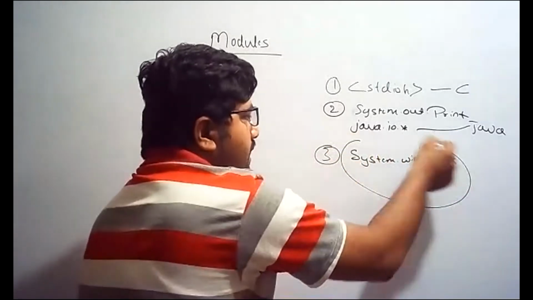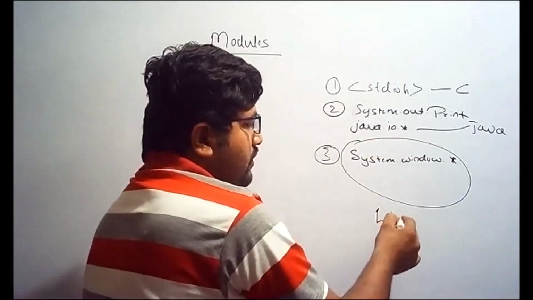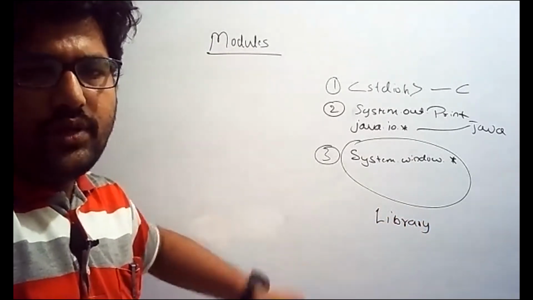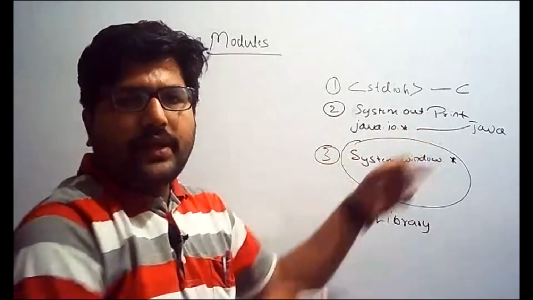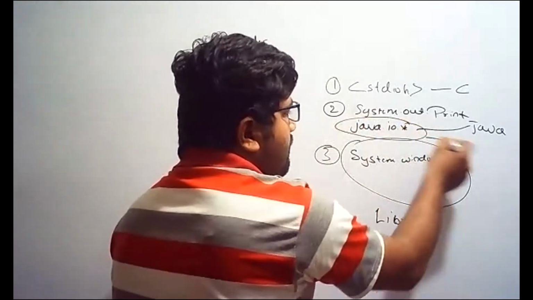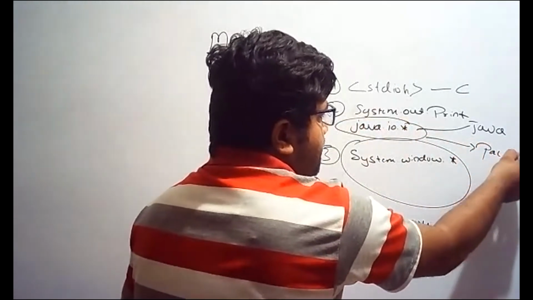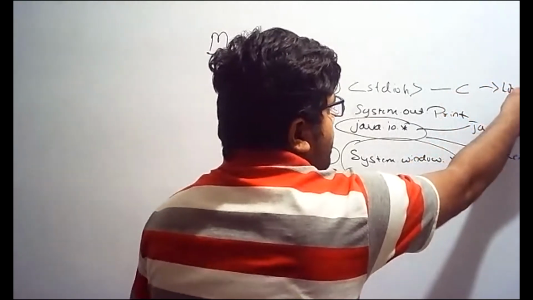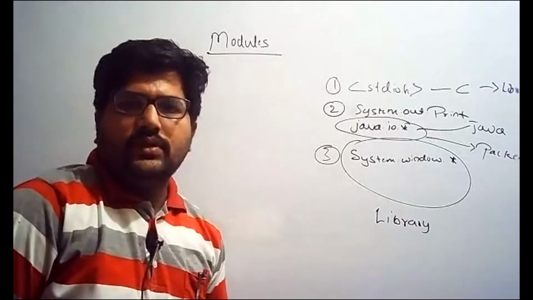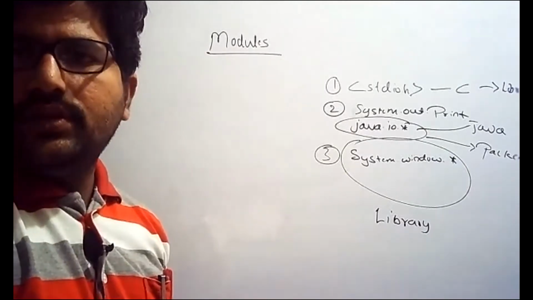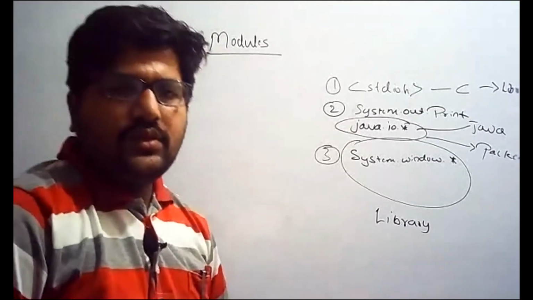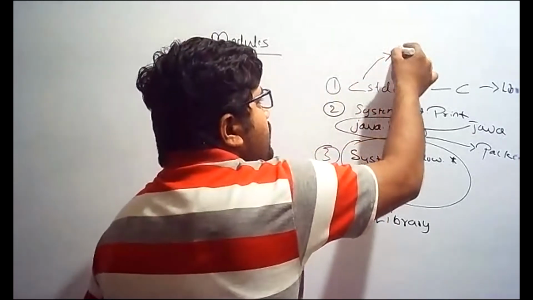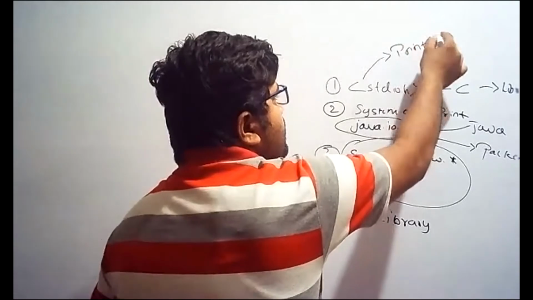Here in C sharp this is known as a library or framework. In Java it is known as a package. In C it is known as a library. See, my dear students, this contains built-in functions.